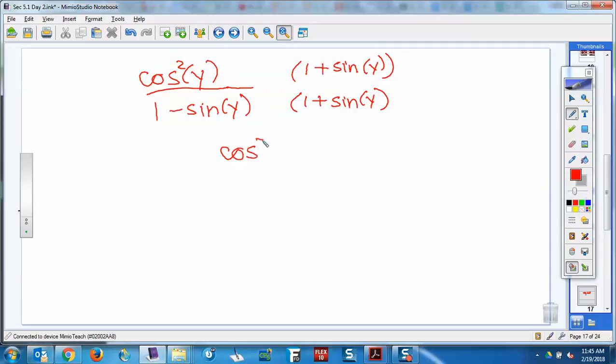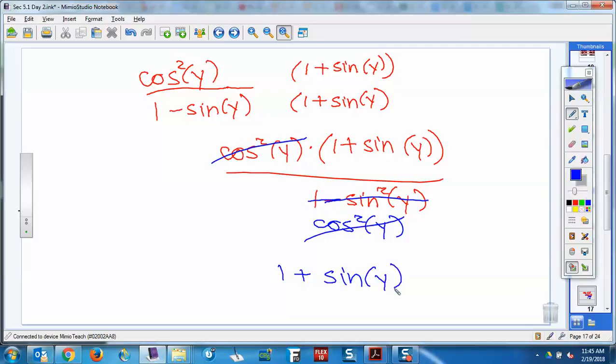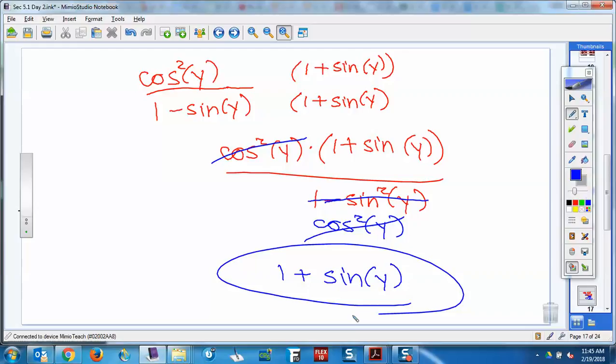So the top I'm just going to leave. So that's that times that. The bottom is going to be 1 minus sine squared. But what did we just say 1 minus sine squared was? Cosine squared. And now we can cancel, and our final answer is 1 plus sine y. Okay, that's the thought process.